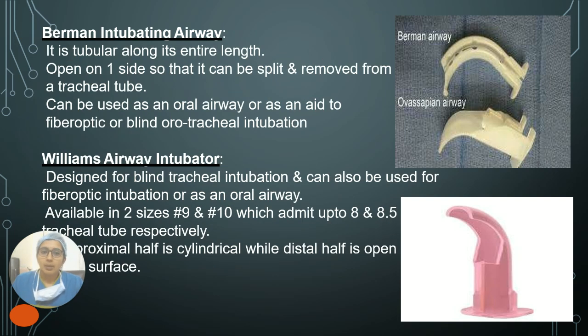Intubating airway. It is tubular along its entire length, open on one side so that it can be split and removed from a tracheal tube. Can be used as an oral airway or as an aid to fiber optic or blind orotracheal intubation. Then Williams airway intubator. Designed for blind tracheal intubation, can also be used for fiber optic intubation. It is available in two sizes, number 9 and 10, which admit up to 8 and 8.5 tracheal tubes. The proximal half is cylindrical while the distal half is open on the anterior surface.